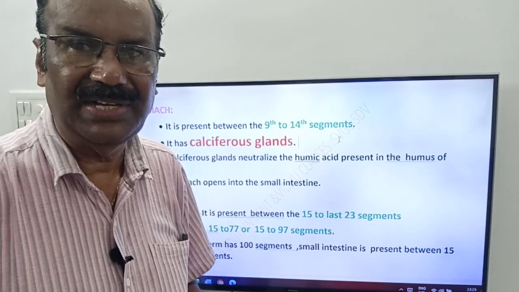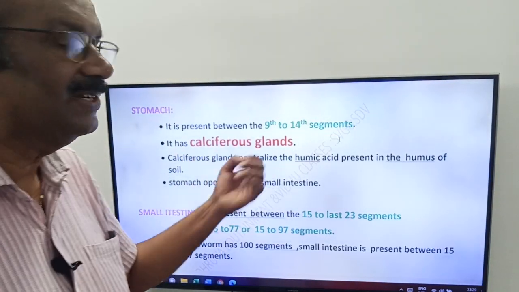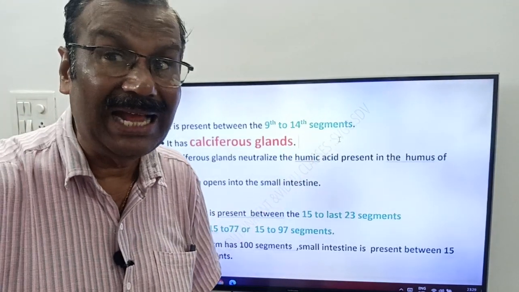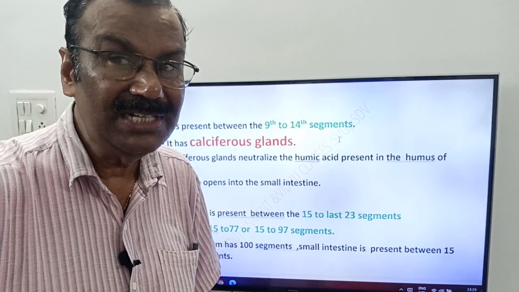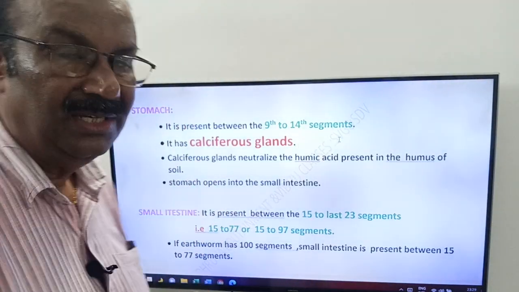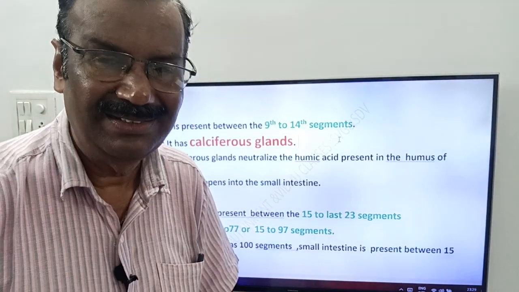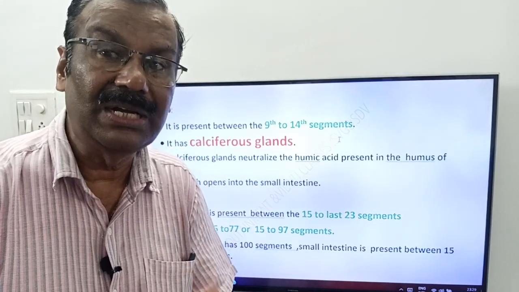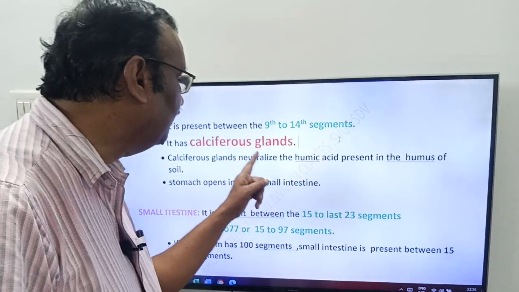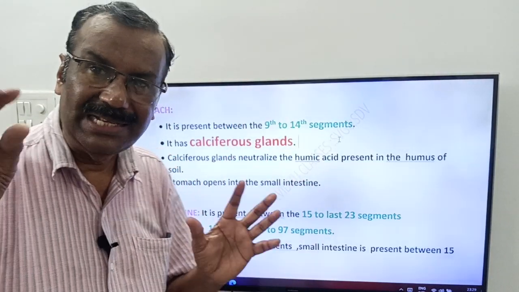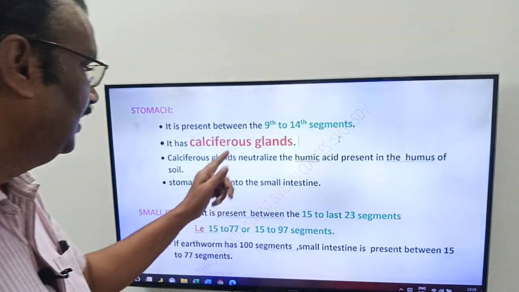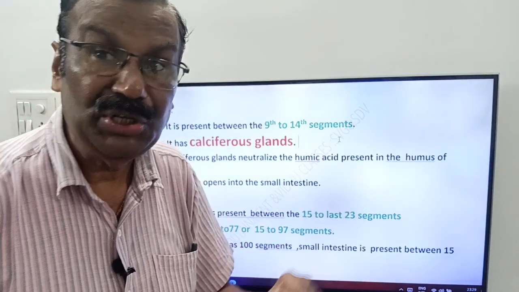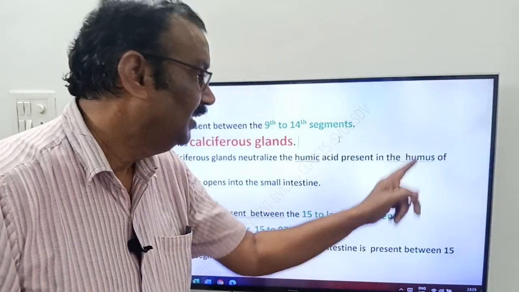What is the function of calciferous glands, friends? Calciferous glands neutralize the humic acid. That humic acid is present in the humus of the soil. You know, friends, earthworm eats soil. That soil contains humic acid. That humic acid is neutralized by the secretions of calciferous glands. So calciferous glands neutralize the humic acid present in the humus of the soil.